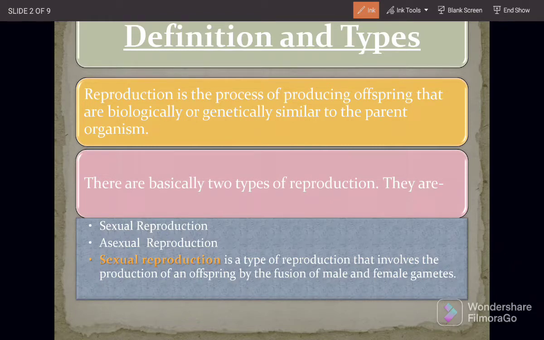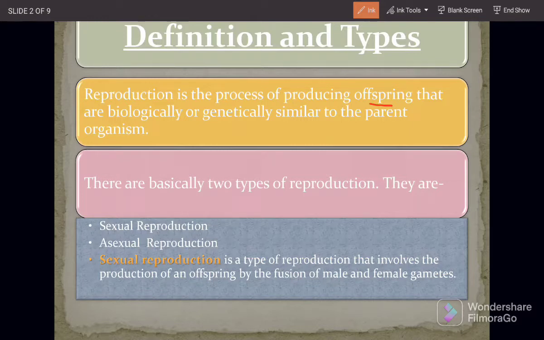Reproduction is the process of producing offspring that are biologically or genetically similar to the parent organism. That means the phenotypic and the genotypic characters are similar to those of the parent organism. This is known as reproduction.